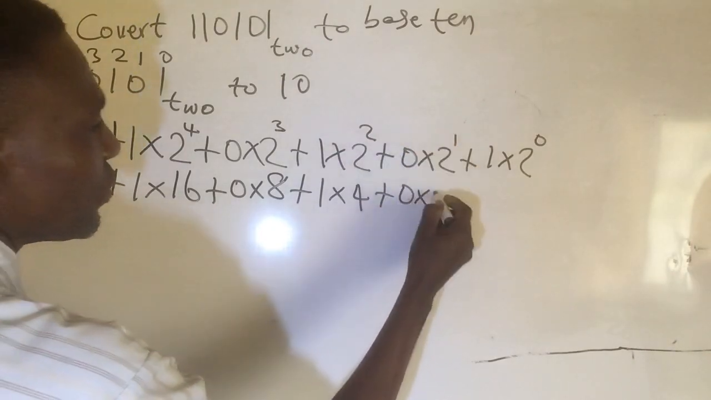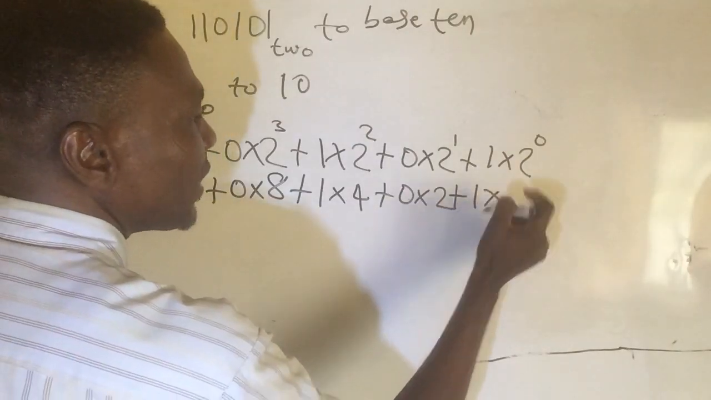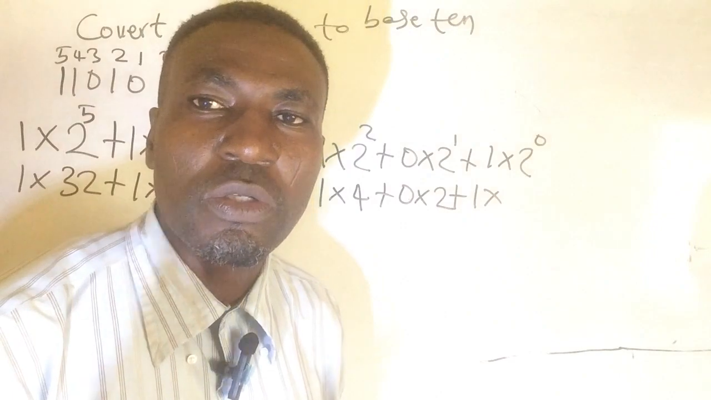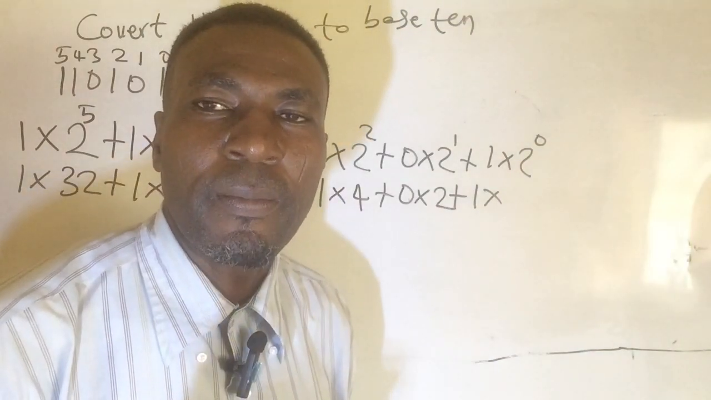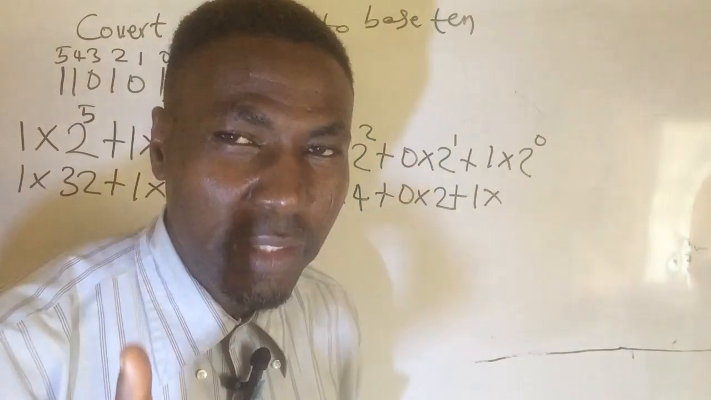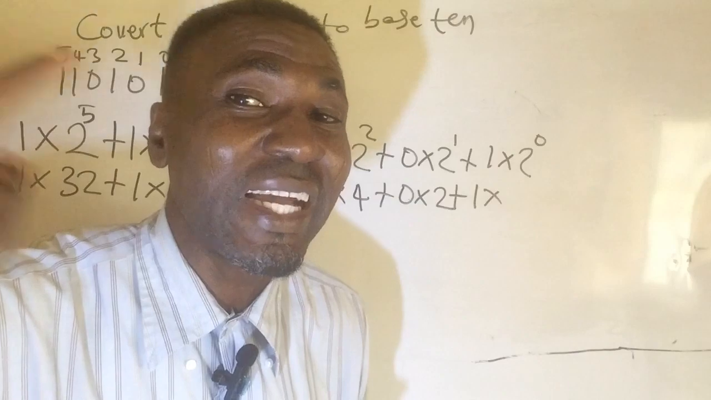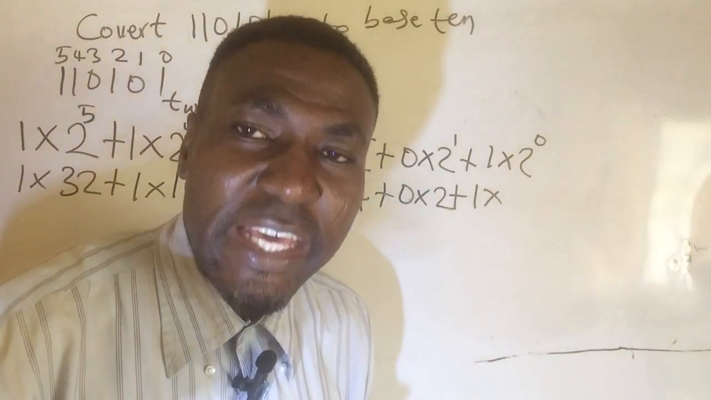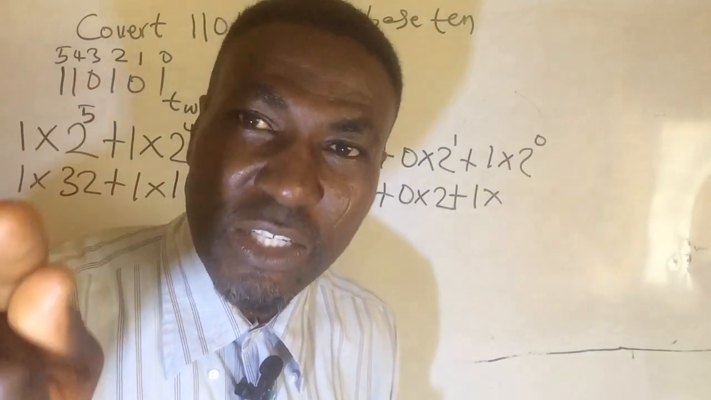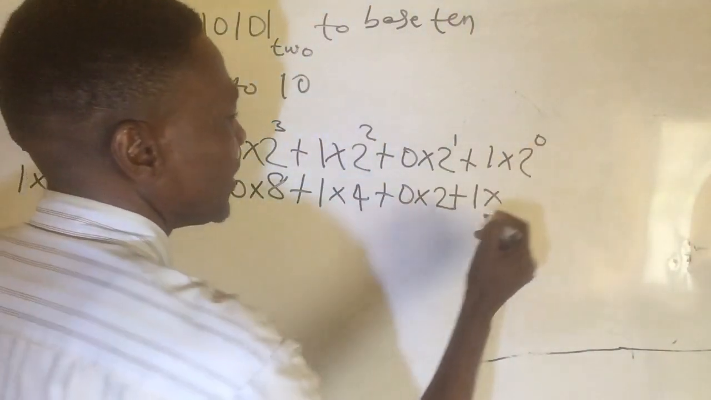2 raised to power 1 is still only 2, plus 1 times 2 raised to power 0. Anything raised to power 0 is 1, no matter the number. 1 million raised to power 0, the answer is 1. A raised to power 0, the answer is 1. Even U raised to power 0, the answer is 1. So 2 raised to power 0, the answer is 1.